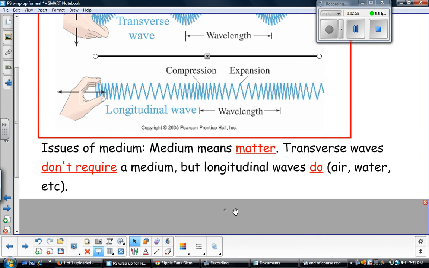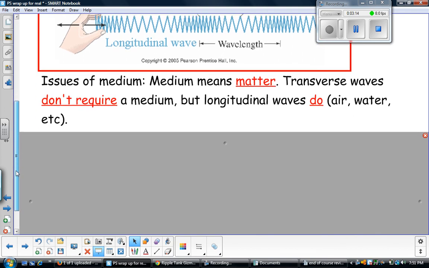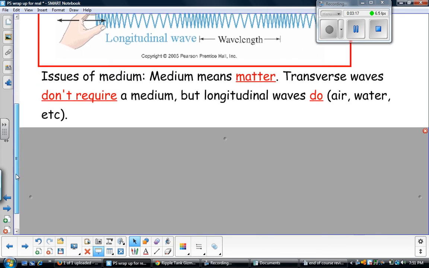Alright, now let's talk about a word called medium. Medium is just a fancy word, a way of saying matter. Air is a medium, water is a medium, string is a medium, slinky is a medium. Transverse waves do not require a medium, but longitudinal waves do. So if there's no medium, no matter, a longitudinal wave can't travel.